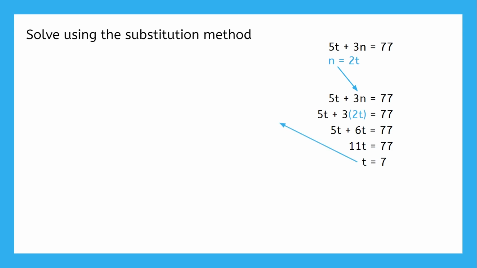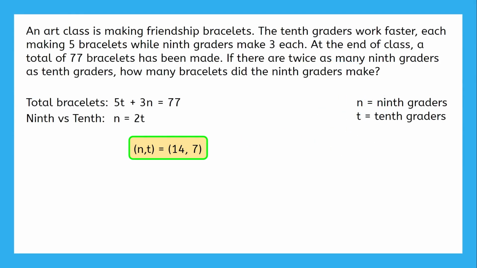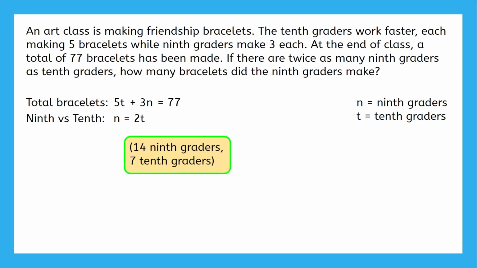So now we can plug that into one of our equations. Let's use the bottom equation since it's simple. 2 times 7 is 14, so n equals 14. The solution to this system, then, is that n is 14 and t is 7. But what does that answer actually mean? It means that the class has 14 9th graders and 7 10th graders.